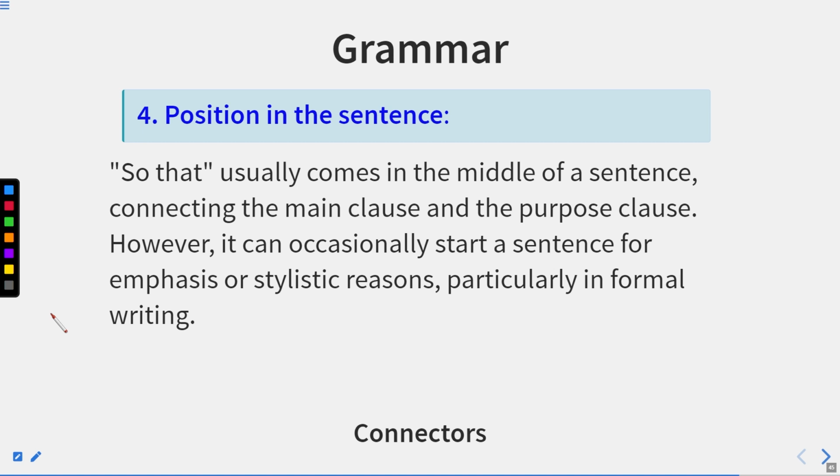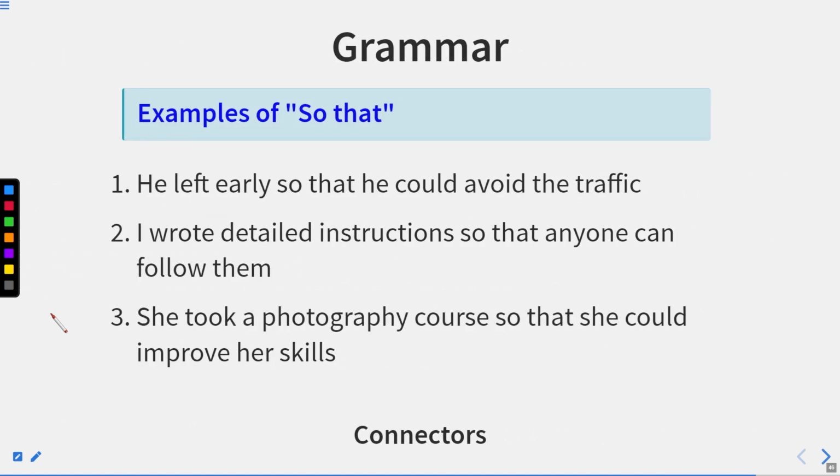Now, position in the sentence. "So that" usually comes in the middle of the sentence, connecting the main clause and the purpose clause. However, it can occasionally start a sentence for emphasis or stylistic reasons, particularly in formal writing. Now, let us have some examples of "so that".